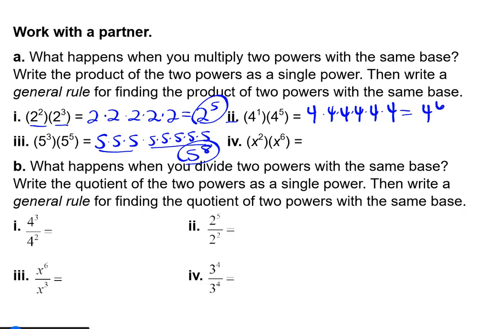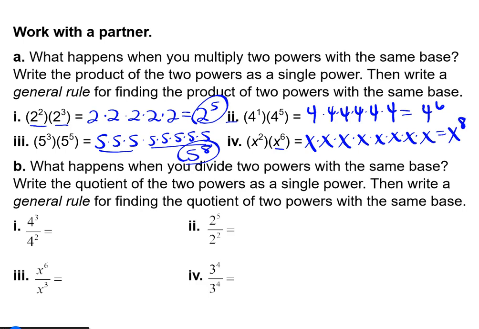And then the last one, we switch from talking about numbers to talking about variables. X squared means x times x, x to the 6th looks like this. And we have 8 x's, so we have x to the 8th.